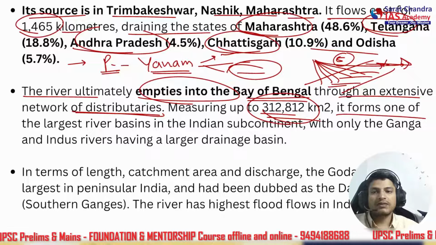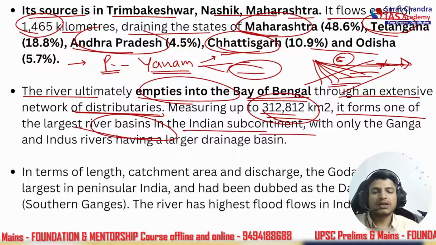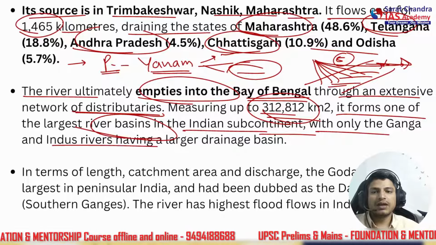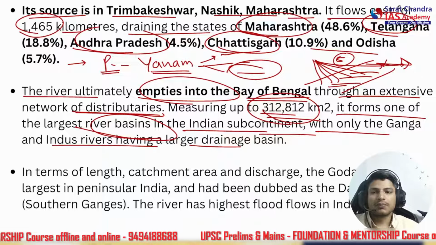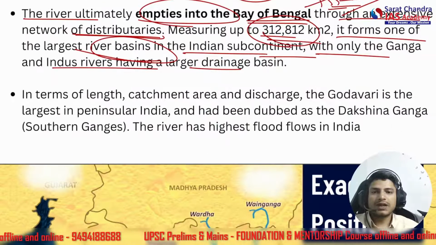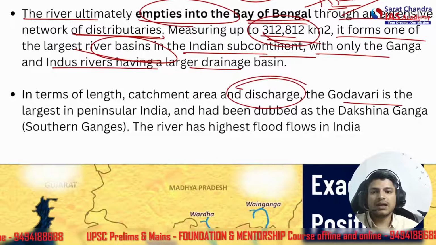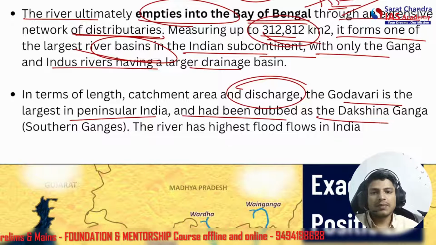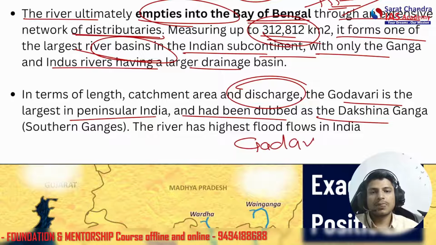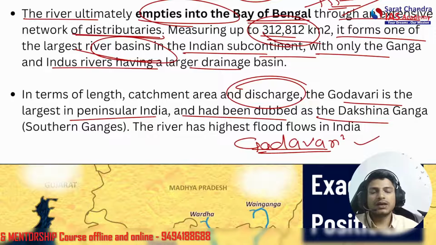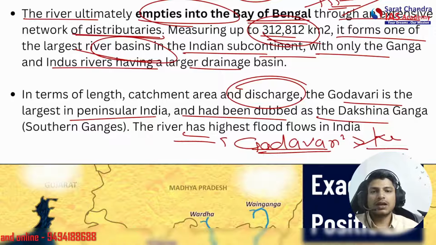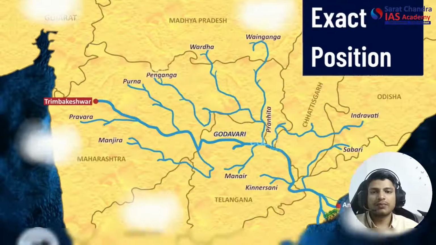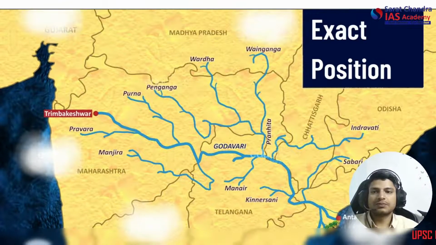It forms one of the largest river basins in the Indian subcontinent, with only the Ganga and Indus rivers having a larger drainage basin. In terms of length, catchment area and discharge, Godavari is the largest in peninsular India, and has been dubbed the Dakshin Ganga. So it is the most major river of peninsular India. After this comes the Krishna, then the Kaveri, and of the least importance we can say is Mahanadi.